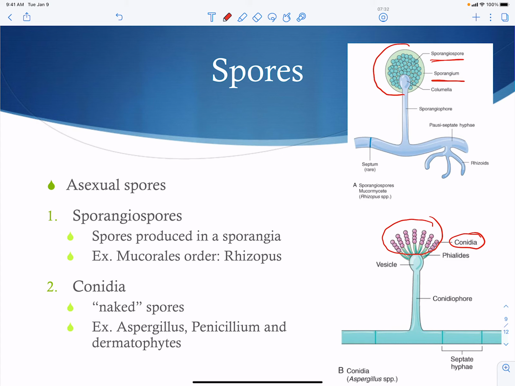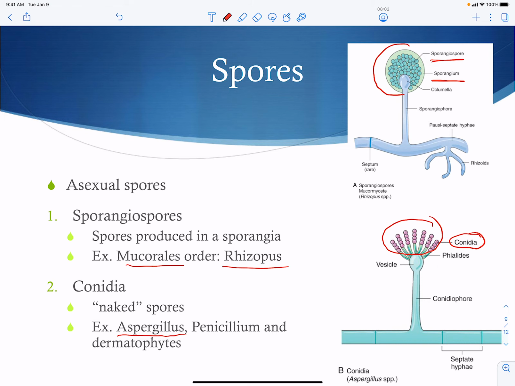But both spores and conidia are in essence spores. They're the same thing. They just have different structural characteristics. Some examples of sporangiospores are the Mucorales and Rhizopus species. Our naked spores are found in the pretty, flower-looking fungi: Aspergillus, Penicillium, and the dermatophytes. They all have naked spores, or conidia.